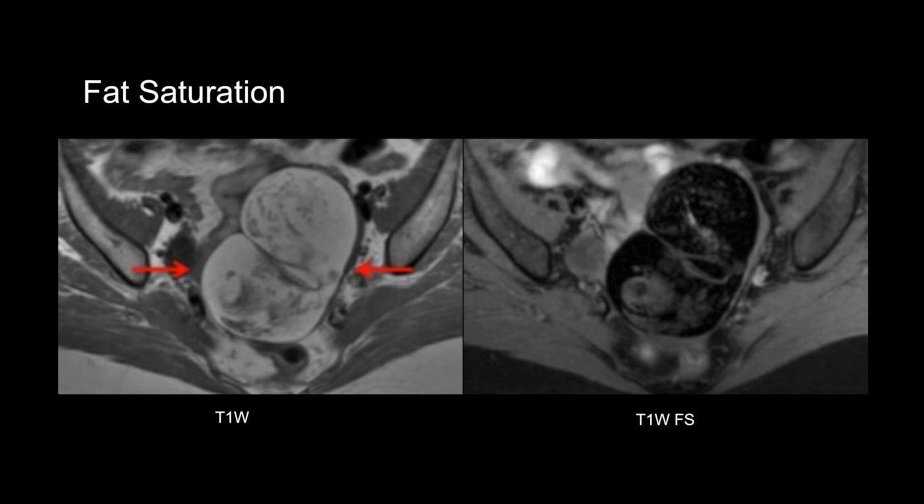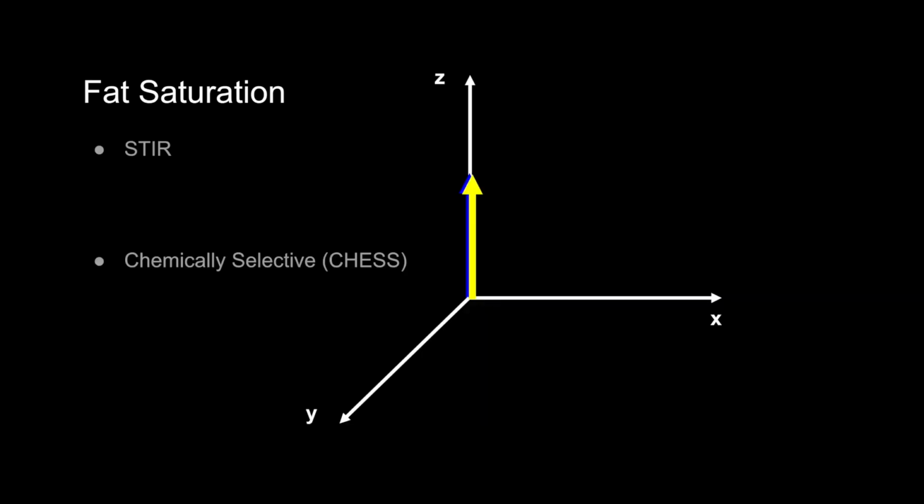What I want you to take away from this slide is the following. 1, fat saturation allows us to characterize tissues. We can figure out what has bulk fat in it, like the lesion that we just showed in the subcutaneous tissues. And 2, fat saturation makes the background dark, so other things that are T1 bright are going to stand out better. As I mentioned, there are a few ways to produce fat saturated images.